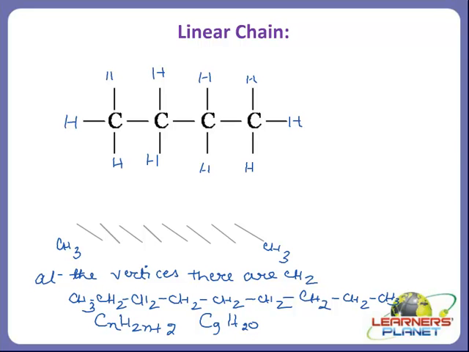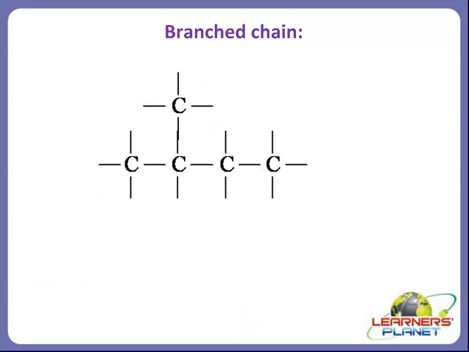So carbon forms linear chains like this. Now let's see how branching is there in the chain. This is your branched chain. So wherever, students, you are finding that there is no atom, there is a hydrogen.